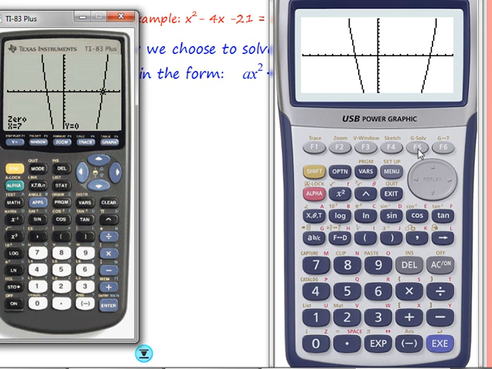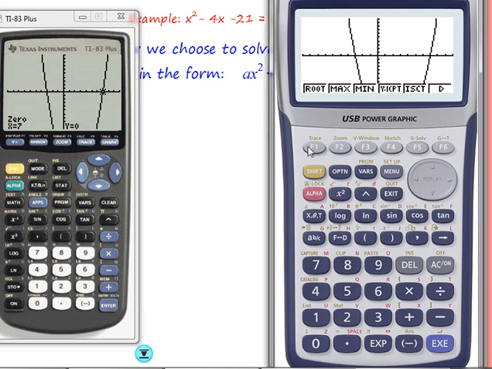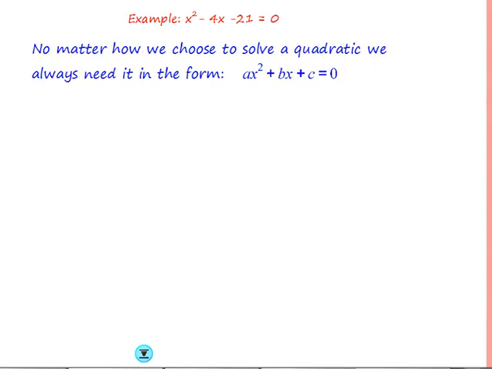Casio, much faster. Hit F5, hit F1 for root. There's -3. I hit overwrite one time. There's +7. Couldn't be easier in the calculators, but I will tell you, knowing how to factor, knowing how to use the quadratic formula is much more useful in the big picture.